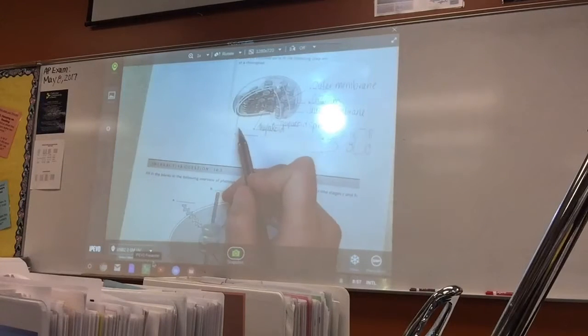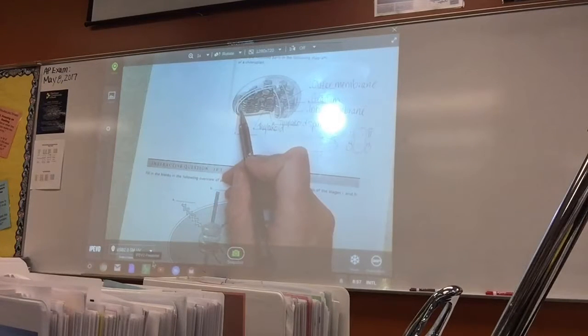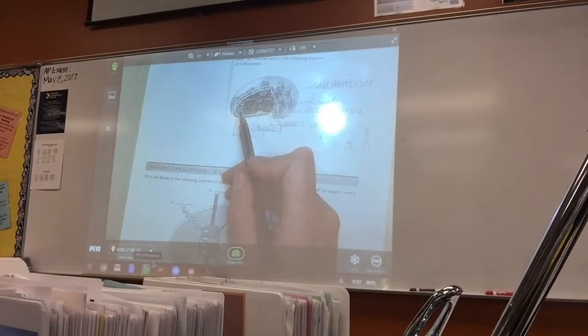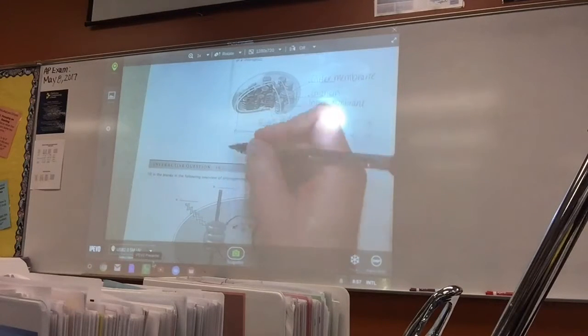And then lastly, F here is pointing to the space inside the chloroplast. This space is filled with a fluid, and that fluid has a special name. What is it? The stroma.